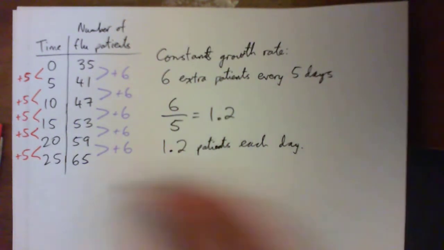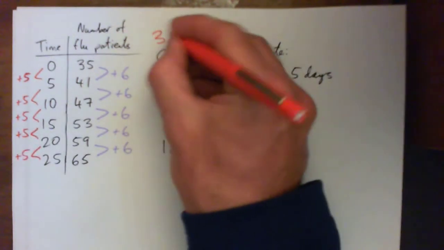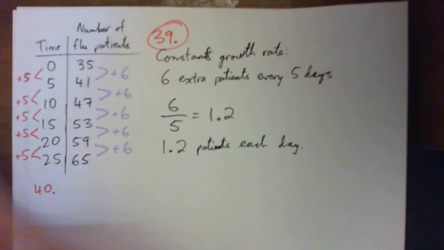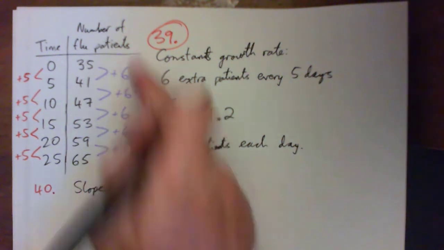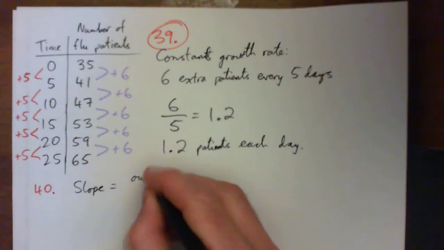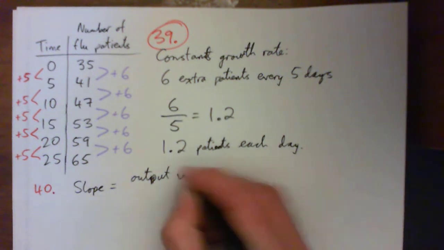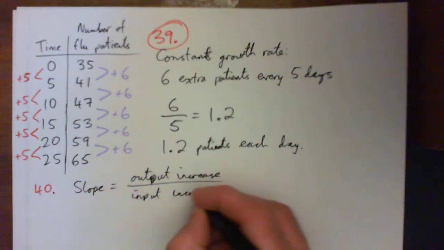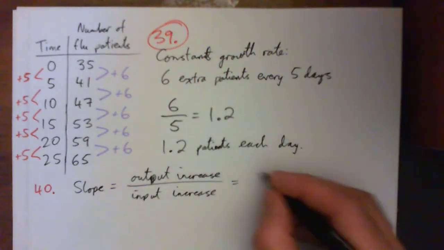So that would be question 39. This is why it's linear, right? So question 40, what's the slope? Well, the slope is basically the rise over the run, or the increase in outputs. It's like the y increase, the output increase over the input increase, let's say, right? Or the difference in the y's over the difference in the x's, and it's 6 over 5.